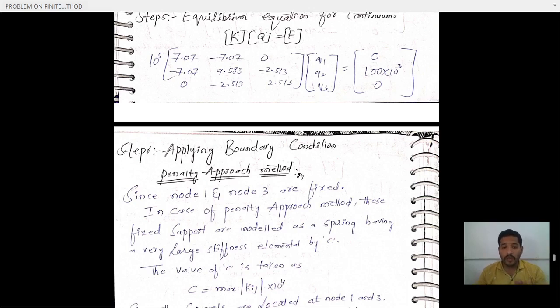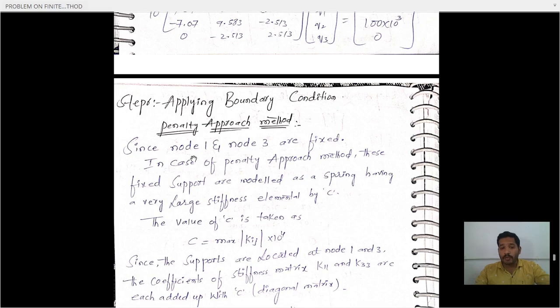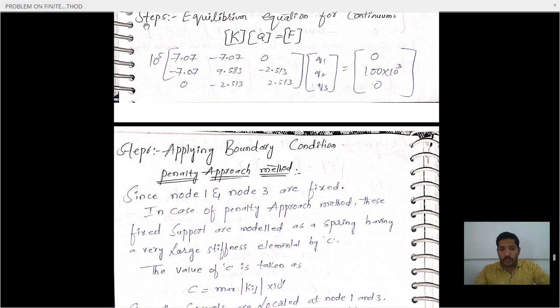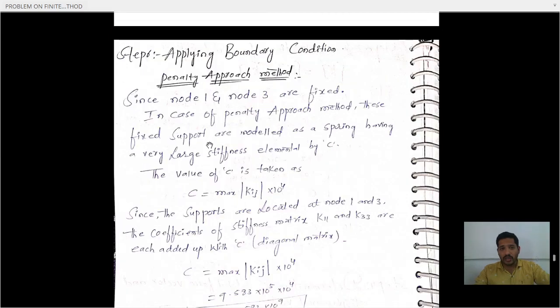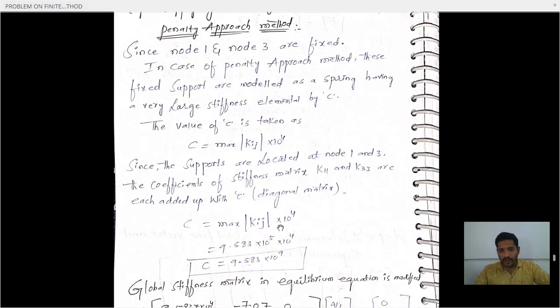So here we have to select the penalty approach method, in which the fixed supports are modeled as springs having very large stiffness, element C. In the penalty approach method, we follow the formula C is equal to maximum Kij into 10 power of 4. That is the formula of the penalty approach method. If you observe this figure, which one is the maximum here? The maximum point is 9.583, that is, 9.583 into 10 power of 5, and this is 10 power of 4 as it is.